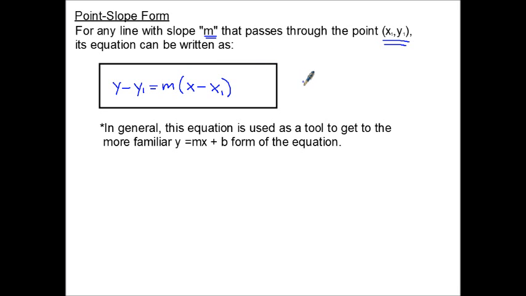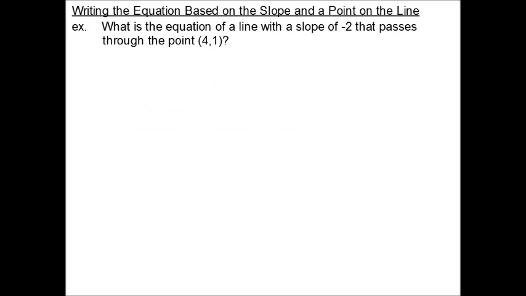In general, this equation is used as a tool to get to the more familiar slope-intercept form of the equation. So again, that is a useful formula, but we're just going to use it as a tool to get to a nicer looking answer. Now if we're going to be writing the equation of a line based on the slope and a point on the line, here's what it's going to look like.